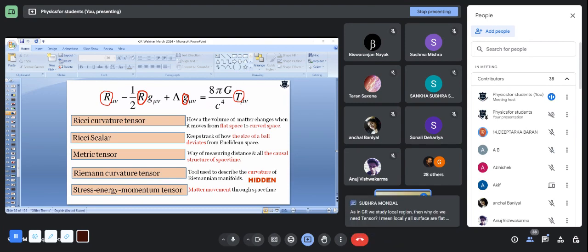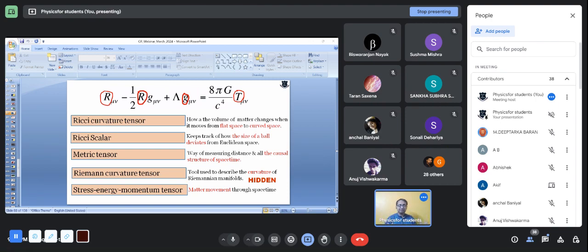As in GR we study local regions, then why do we need tensors? We need tensors because tensors deal with coordinate changes, because tensors are components which, in spite of coordinate changes, won't change. I think, Shubhra, you are getting confused with the global part. Don't think anything is global. We are not dealing with topology. It is a different branch of science. I've got videos, we can take a webinar separately on topology. Local means to that region, to that space where the gravity is taking place.